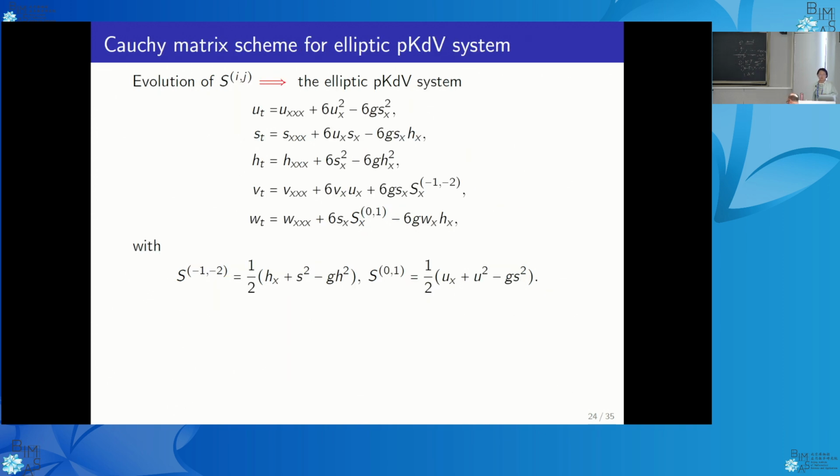And from the evolution of Sij, we can get the elliptic potential KdV system. This is a continuous system. We can see there are 5 variables in this system. And for the first equation in this system, if j is 0, this term cancels. And the remaining is the classical potential KdV system, which can give the classical KdV equation.